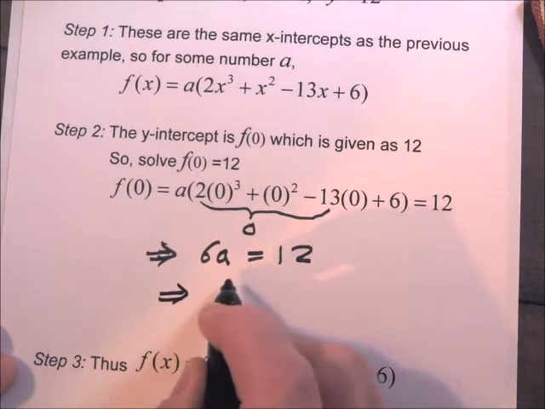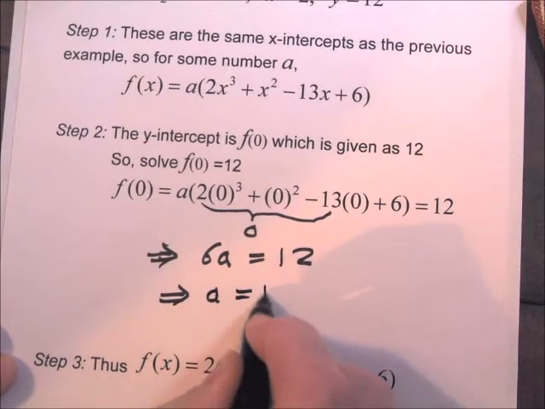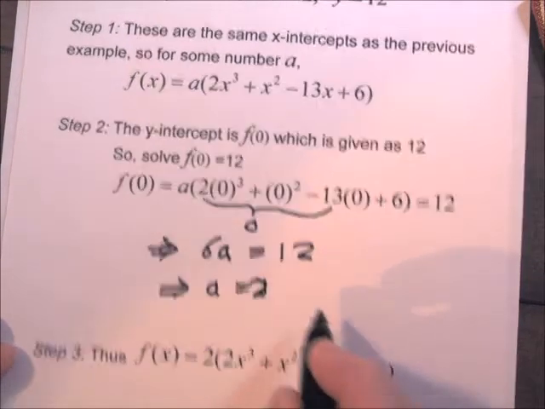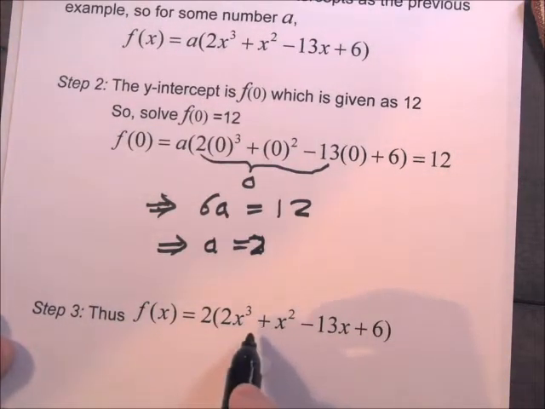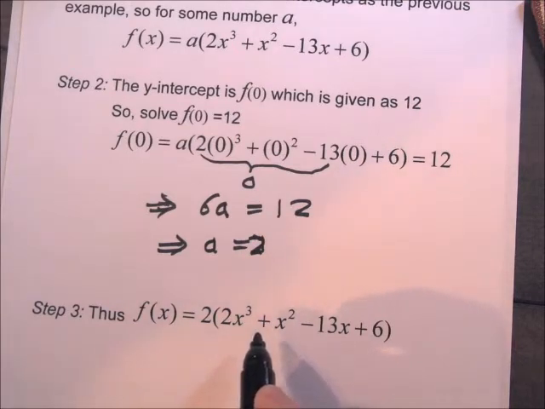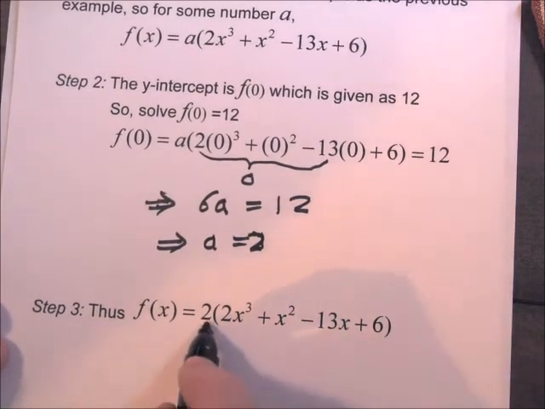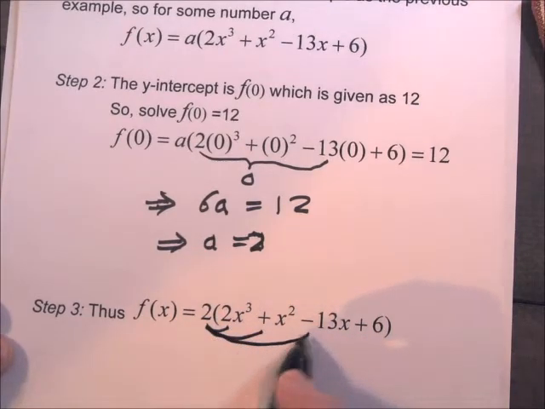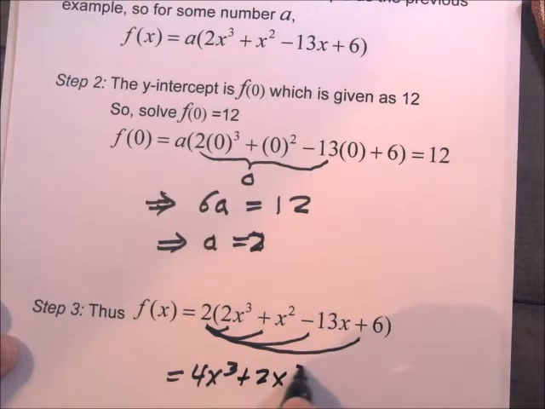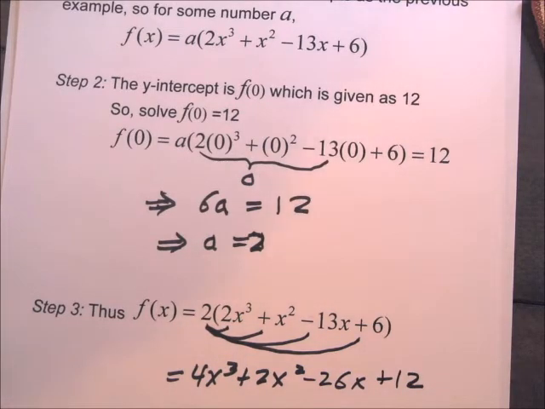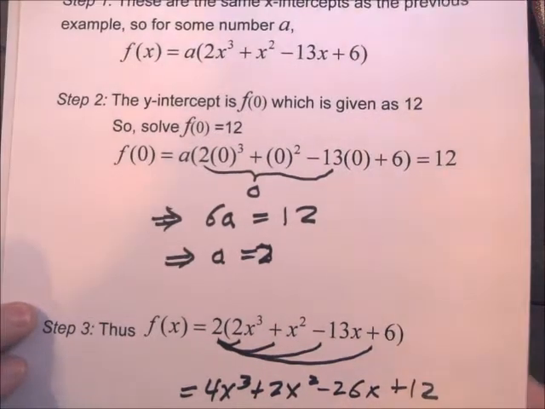That means that a is equal to 2. Okay, so then we can replace a by 2. f of x is 2 times the quantity 2x cubed plus x squared minus 13x plus 6, and we can distribute the 2, multiply 2 by each term here, and that'll give us 4x cubed plus 2x squared minus 26x plus 12. Okay. So that's our polynomial.